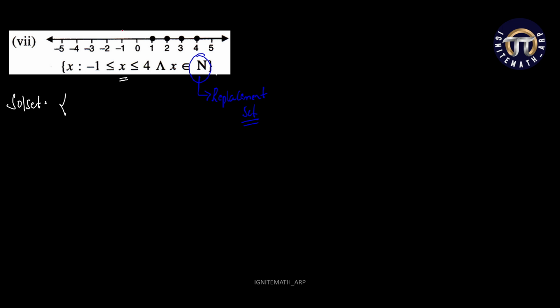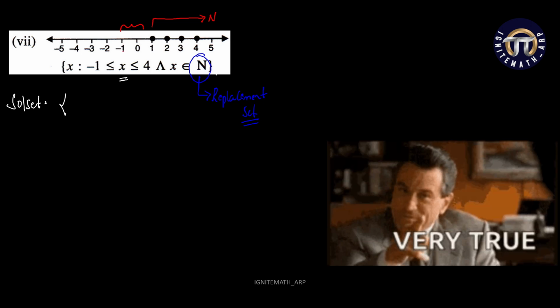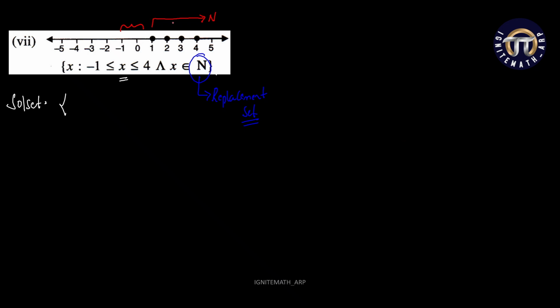From 1 onwards it is the set of natural numbers. So x is greater than -1, but -1 and 0 do not belong to the set of natural numbers. Clear? There is no question of including -1 and 0 at all. So my concentrated question is only on 1 onwards. Whichever number greater than -1 belongs to the set of natural numbers, I need to take.